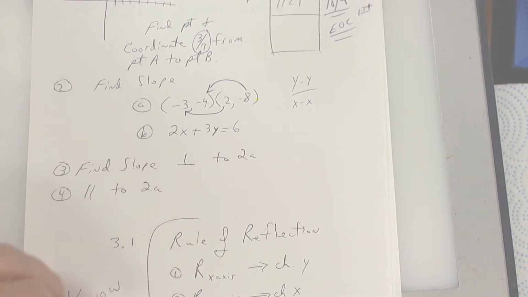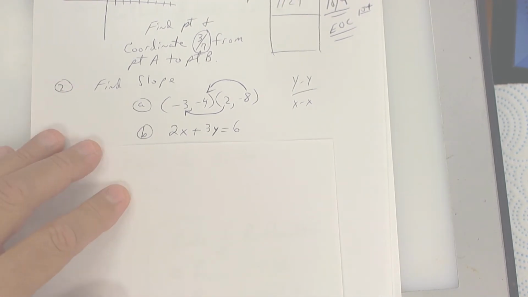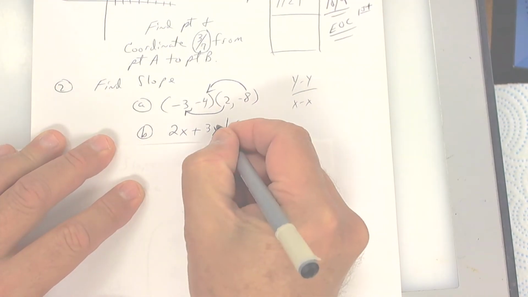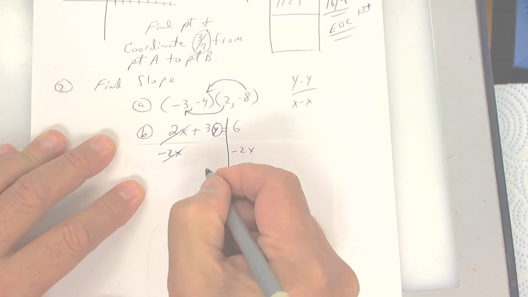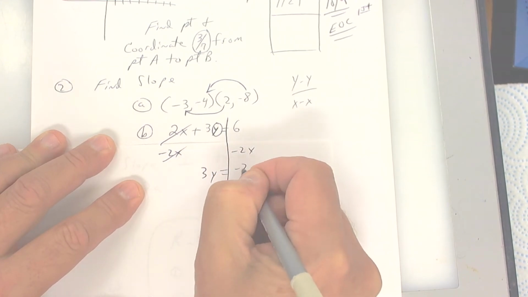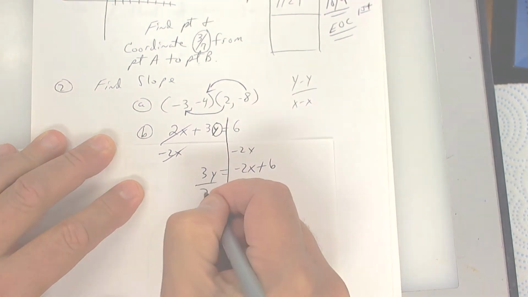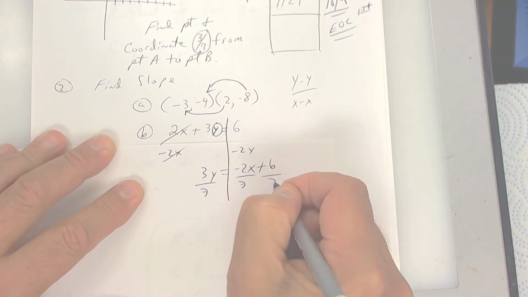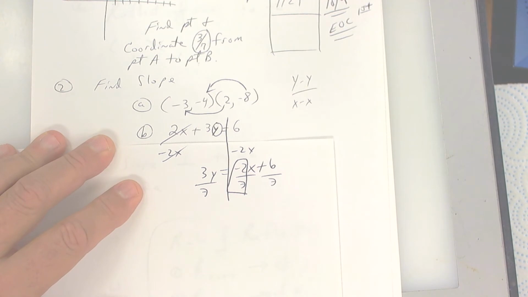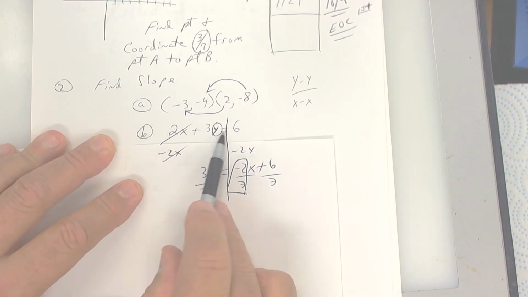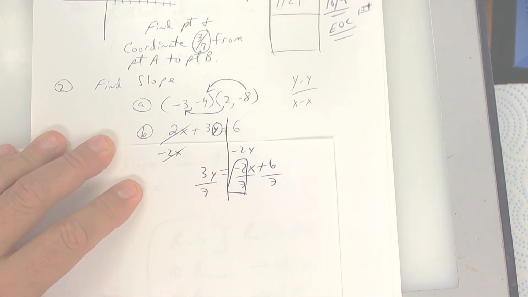To get the slope on this one, you have to first solve for y. So draw your line, circle your y. You want to subtract 2x from both sides, so you're going to get 3y equals -2x plus 6. Then you're going to divide by 3, and when you divide by 3, there's your slope. Okay? So this is actually called standard form, but you got to get it in slope-intercept form, which means get y by itself. Make sure you know that.